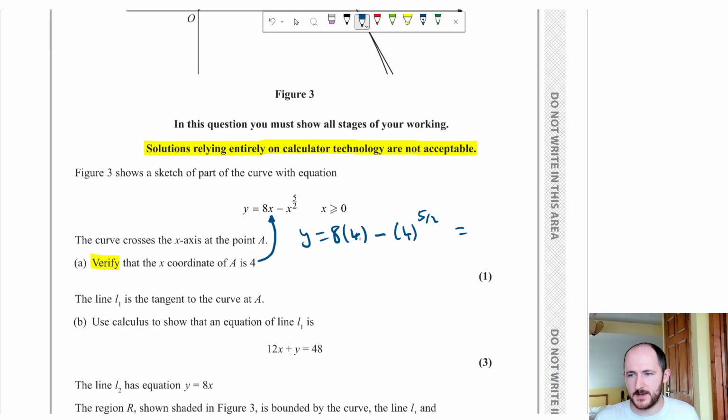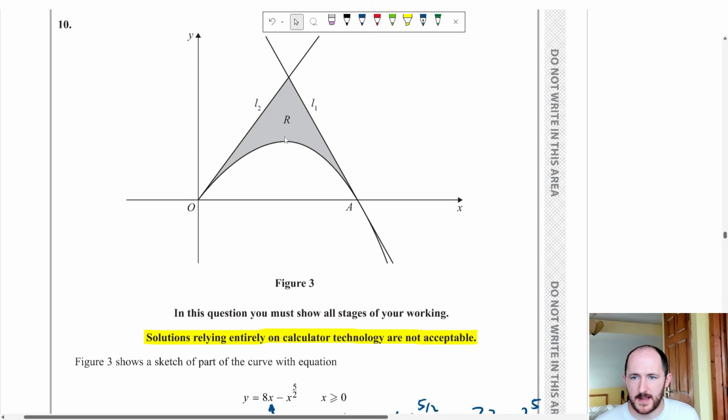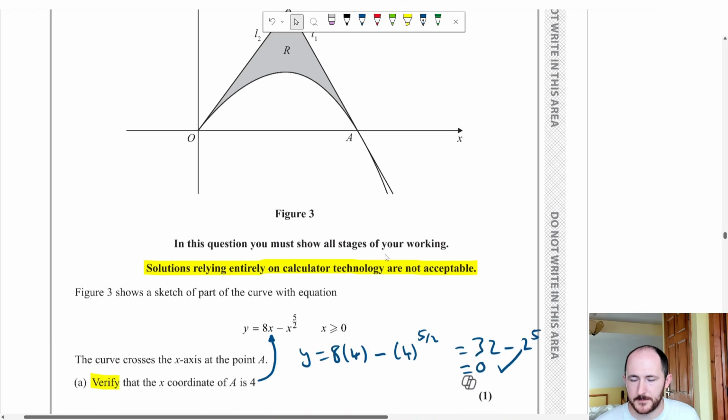8 times 4 is 32. That's going to be 2 to the power of 5, which is also 32, so it equals 0. Verified. Cool.